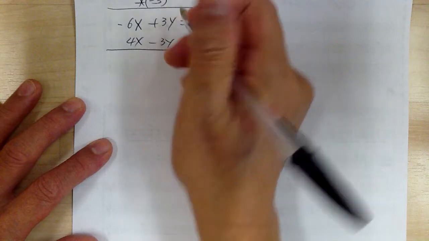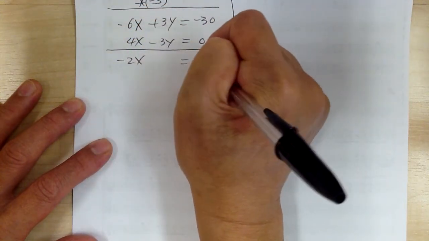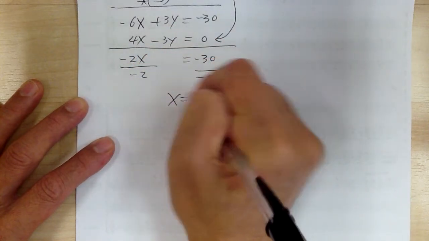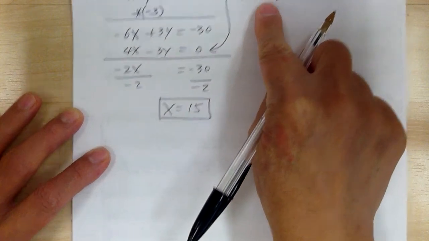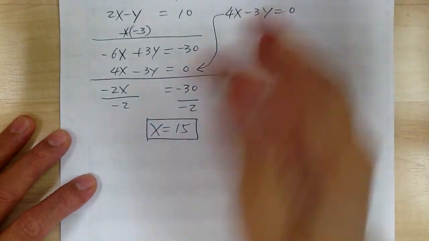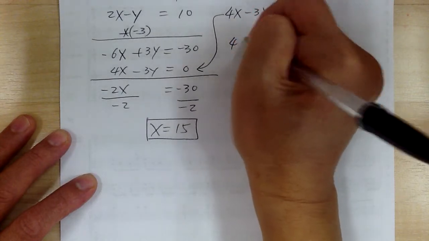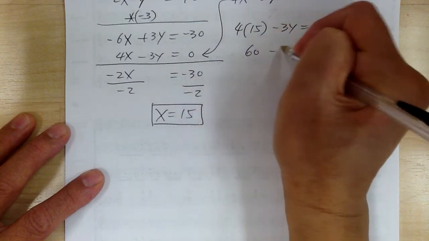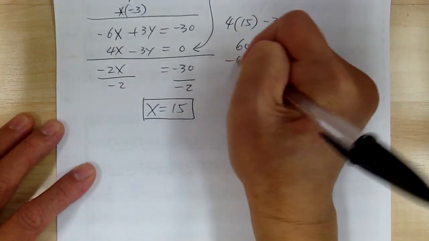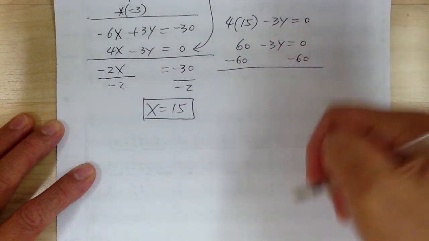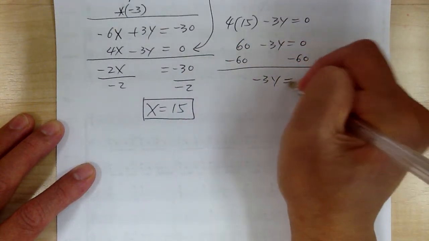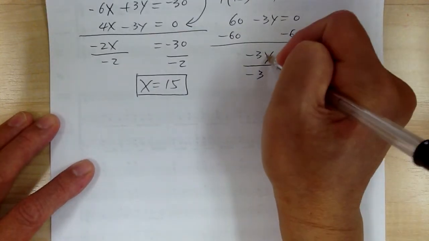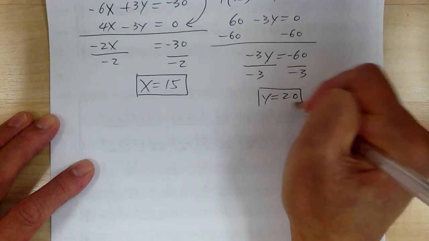So now you add, and you cancel out. So you got minus 2x is equal to negative 30, divided by negative 2, so x equal to 15, and I'm going to substitute into here. I got 4 times 15 minus 3y equal to 0, so 60 minus 3y equal to 0, minus 60. Again, just do it step by step. So you got negative 3y equal to negative 60, divided by negative 3, divided by negative 3. So y equal to 20, and that's it.